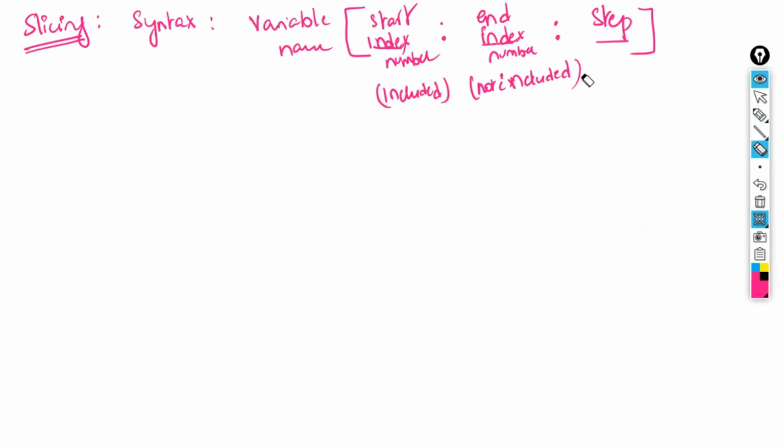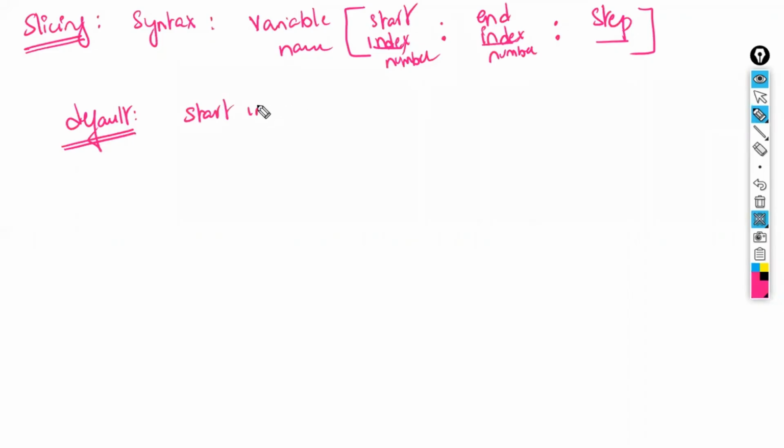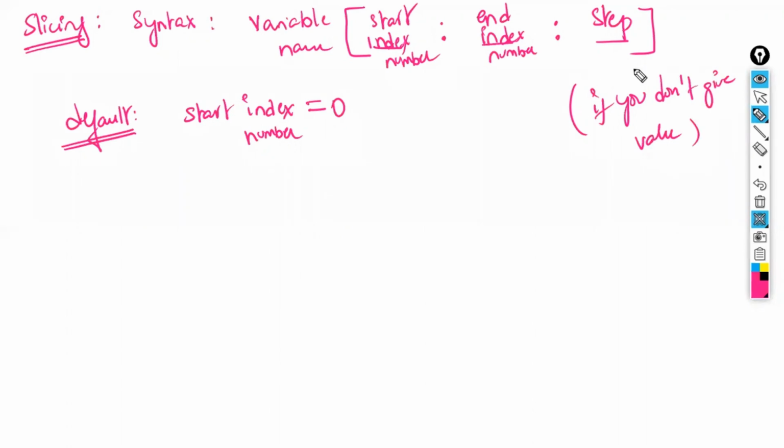And here I am writing the default values. If you don't write the starting number, if you leave the starting number empty, then it is going to consider the starting index number as 0. If you write a number, then that number only will be considered. What is meant by default? The meaning of default is that if you don't give any value, it will consider the default value. If you have given something, then that will be considered.